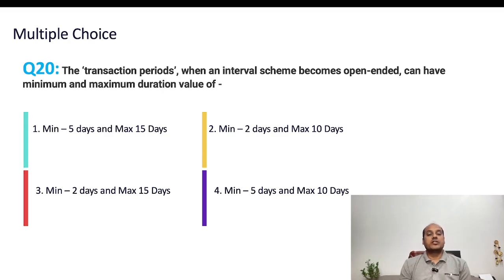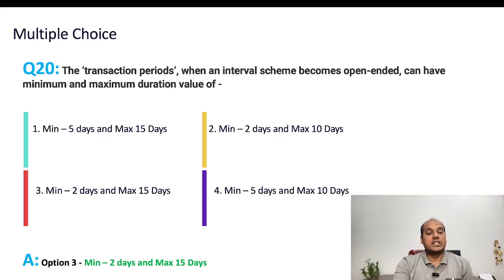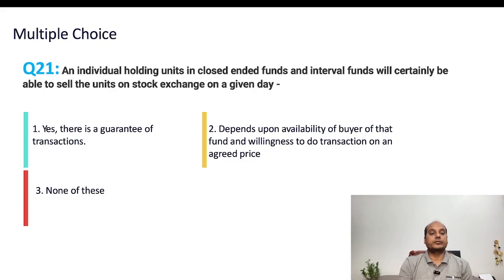Question number 20. The transaction period when interval schemes become open-ended can have a maximum and minimum duration value of these options. So the correct option is option 3, minimum 2 days and maximum 15 days.